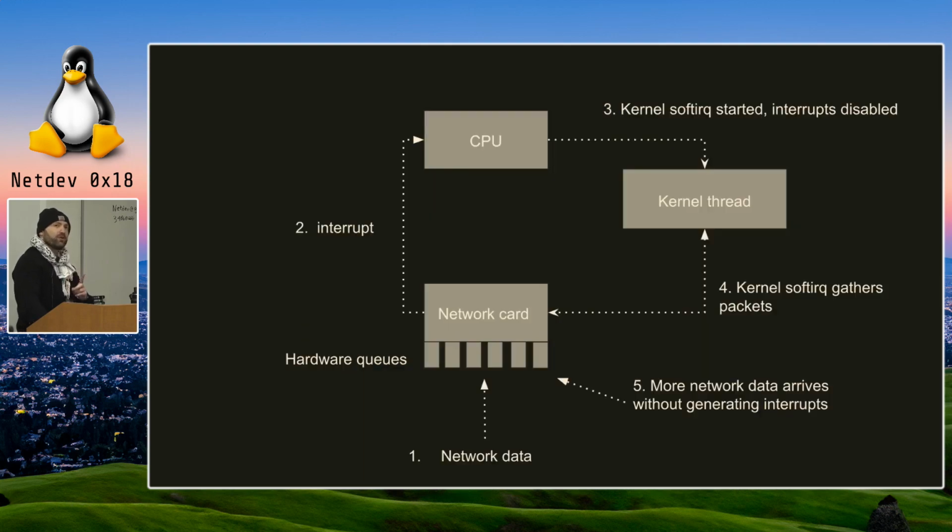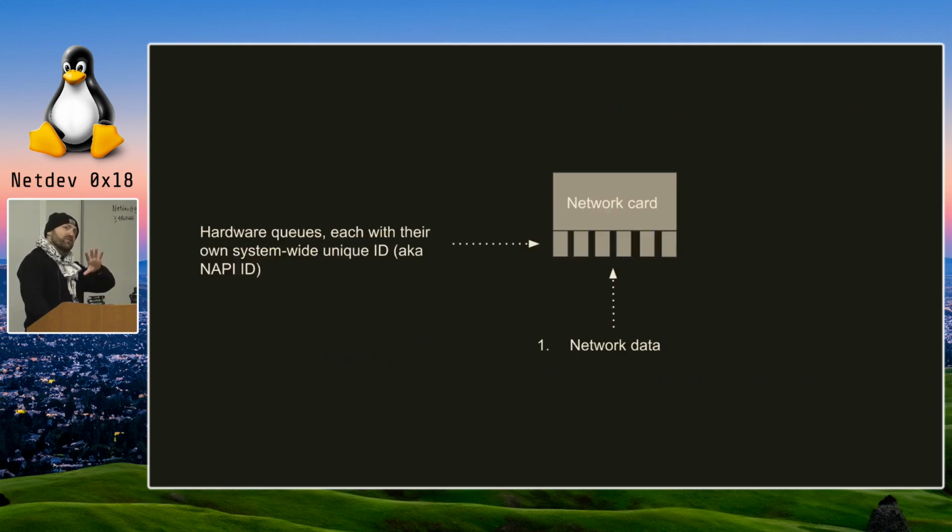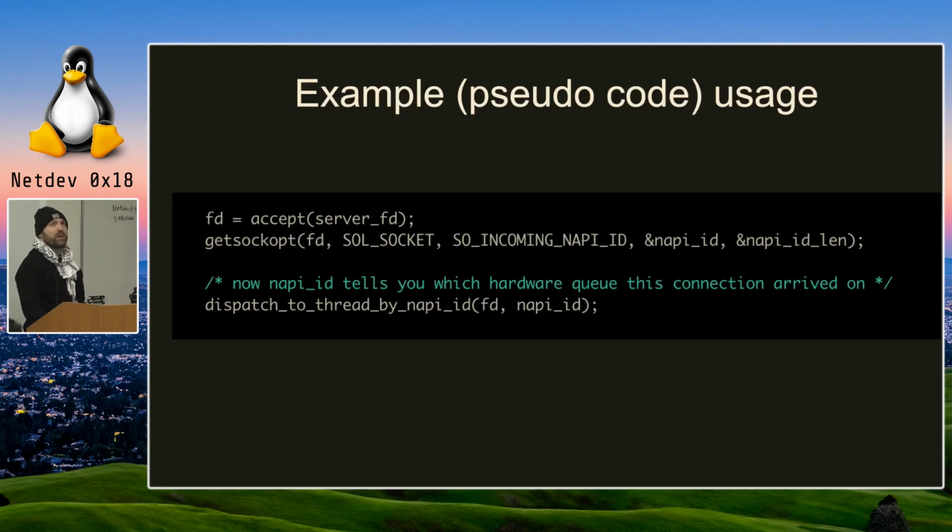So remember this whole diagram I showed you before, a vague high-level diagram about NAPI. There's one thing I left out of this, which is that in the hardware queues on your network card, each of these things has a system-wide unique ID, which is called the NAPI ID. So just remember that. And the example pseudocode usage of how you might use SO_INCOMING_NAPI_ID is just code I typed for the slide. It probably doesn't actually compile, just as a disclaimer.